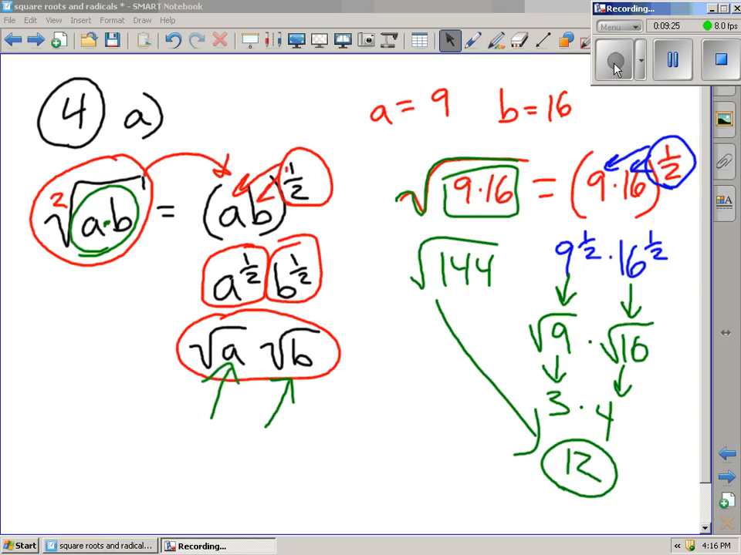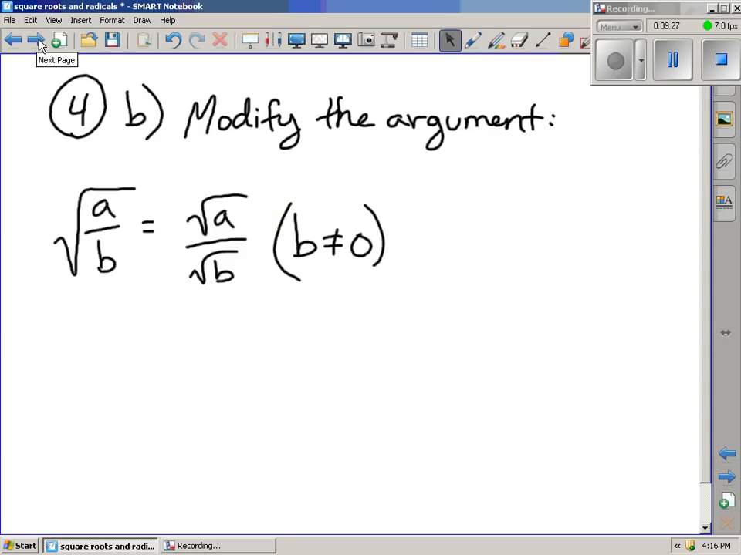Our next task is going to be to use that same reasoning to prove that when you have division, you can do the same thing. So let's go ahead and modify the argument. At this point, I'd really like you to stop the video, try to figure this out on your own, and then you can start the video again and I will give you the answer. All right.